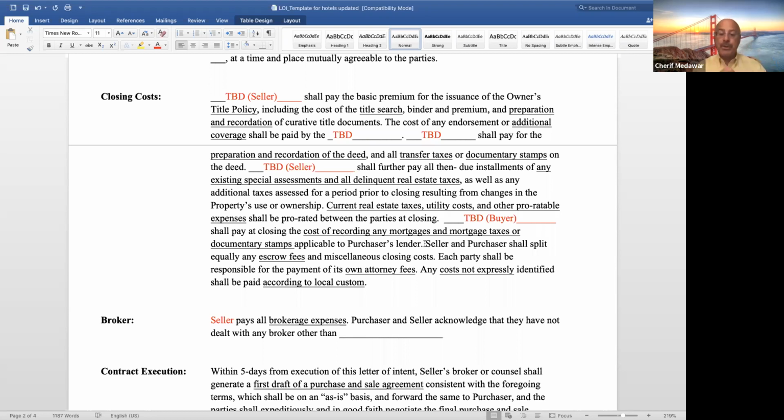Seller and purchaser shall split equally any escrow fees and miscellaneous closing costs. Each party shall be responsible for the payment of its own attorney's fees. Any cost not expressly identified shall be paid according to local custom. I gave you kind of the guidelines. I get a lot of questions about who is going to pay for what.